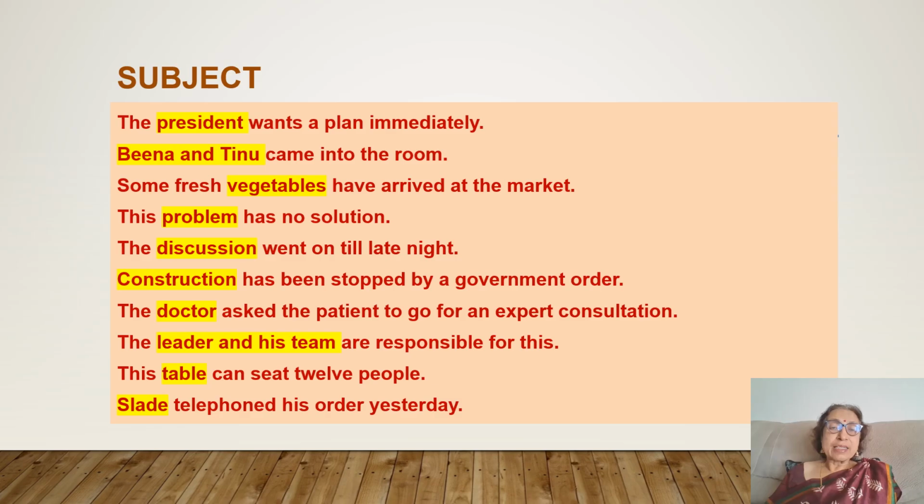This table can seat 12 people. People is there, but we are not worried. Table is the subject. Can seat, that is the verb here. And we have the table, which is leading the entire sentence, which is carrying out the action of the verb, and therefore we have the subject as table.